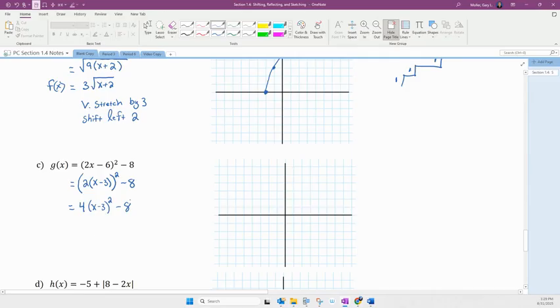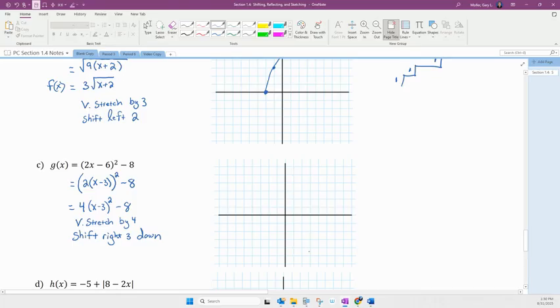So what's it going to do? It's going to be a vertical stretch, a vertical scale change by 4, 4 times as tall, shifting 2 ways. Shift right 3 and down 8. I'm going to think about it in the moving first. So I'm going to go right 3 and down 8.